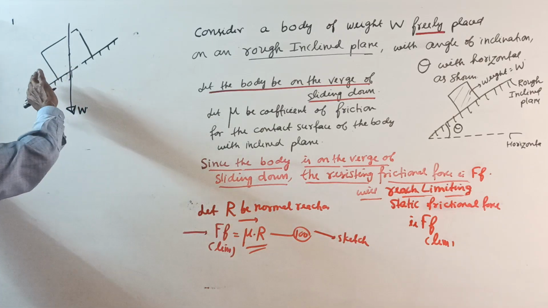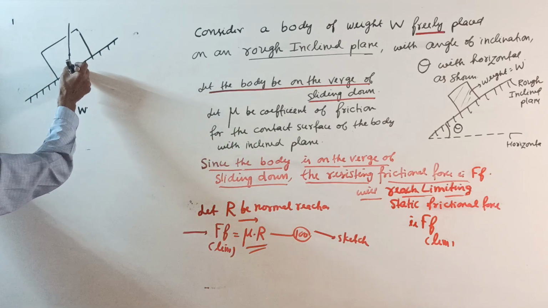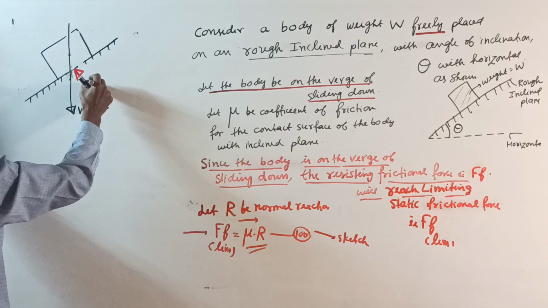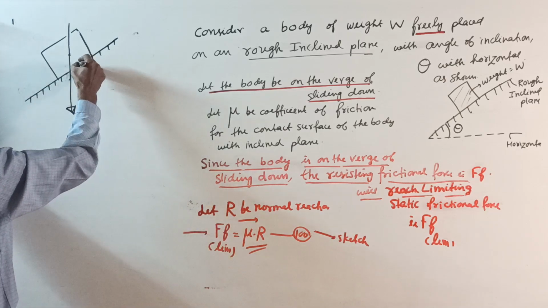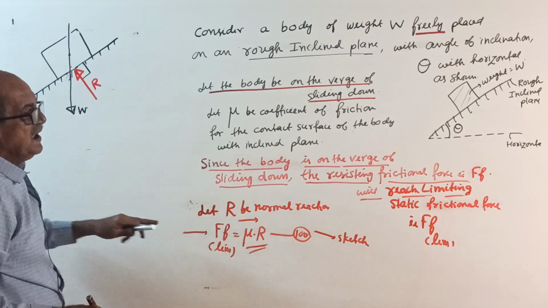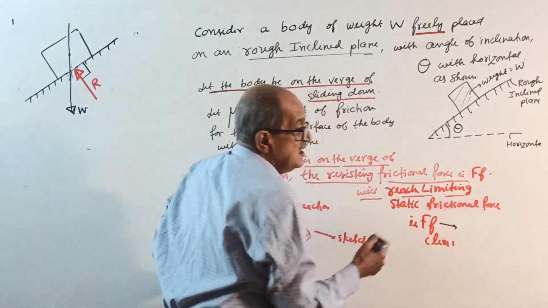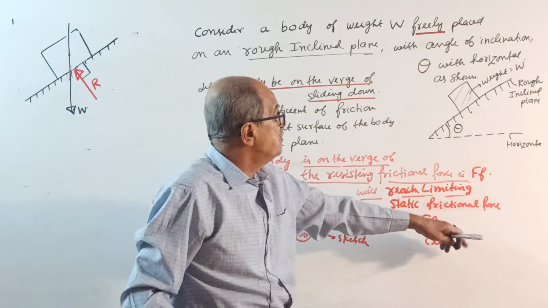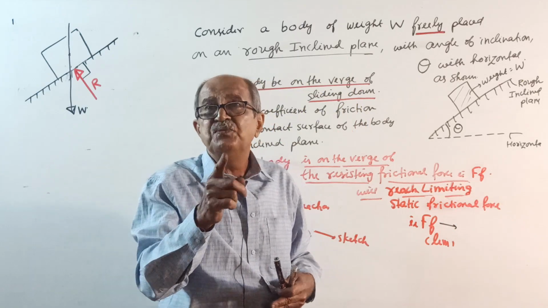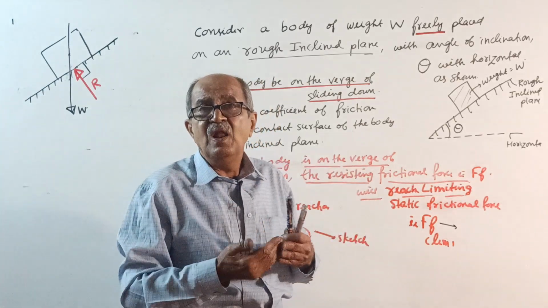Then, since it is sliding down, the normal reaction will be slightly this side. Anyway, it does not matter. This is the normal reaction R, perpendicular to the plane. Then you make a note. You should write: the body is on the verge of sliding down the plane. So the frictional force which will oppose the motion will be what? Not down the plane, but up the plane.